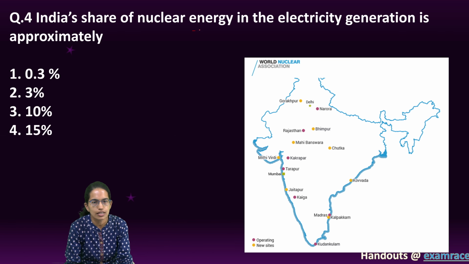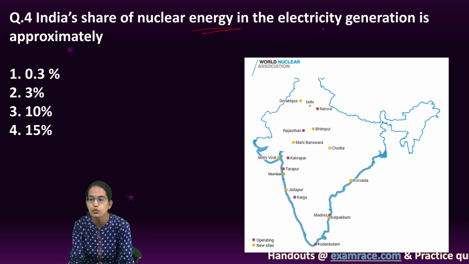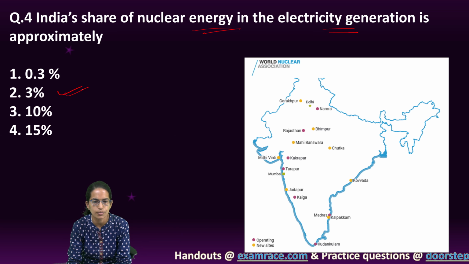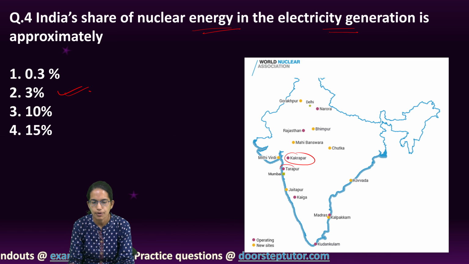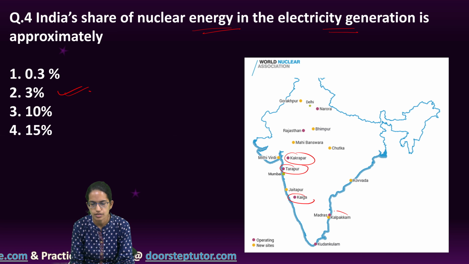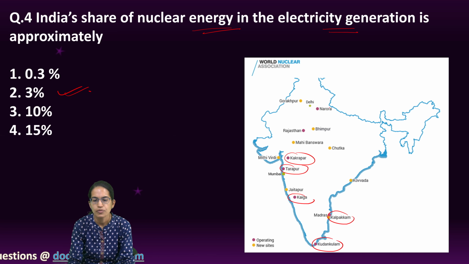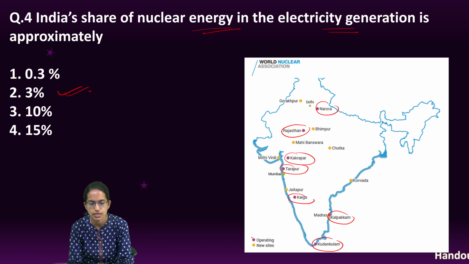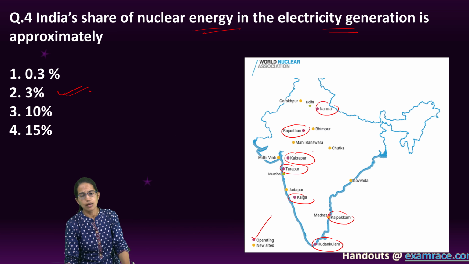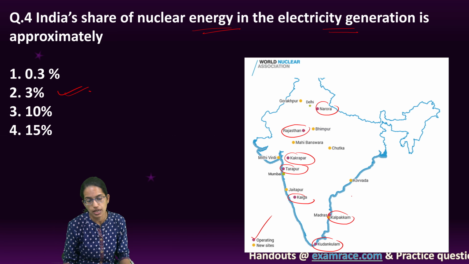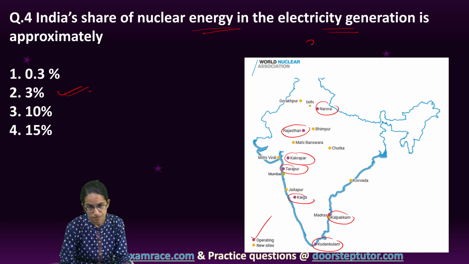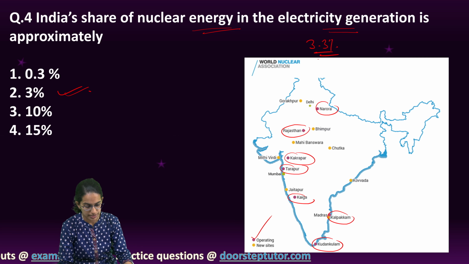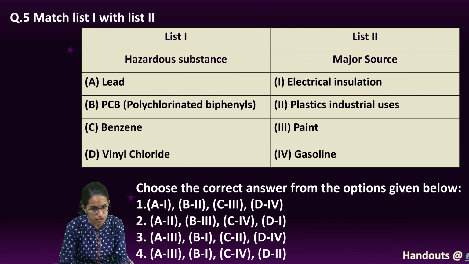Now India's share of nuclear energy in the total electricity generation is 3%. Here are some of the operating and non-operating sites. Kakrapara, Tarapur, Kaiga, Kalpakkam, Kudankulam, Narora and parts in Rajasthan are some of the major nuclear operating sites. There are some other sites which are proposed and supposed to be built. By 2020, we say 3.3% of the electricity generation came from nuclear energy.